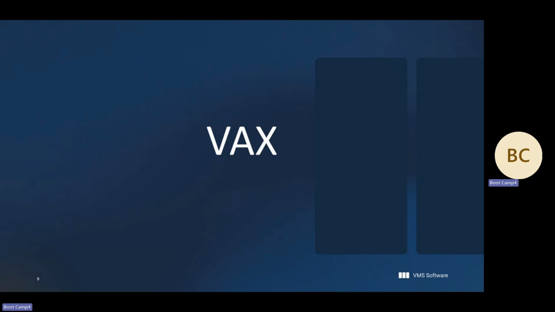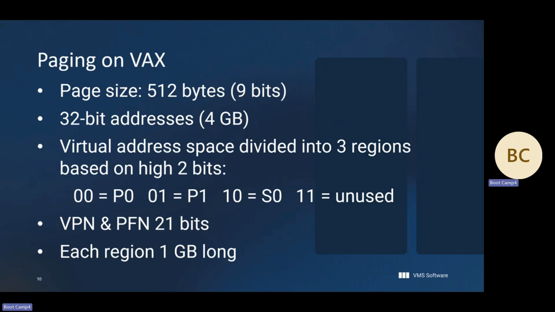The PDP-11 was a 16-bit machine, and by the time the VAX came along, it was out of room. It just didn't have any place to go. So the VAX had 32 bits, which was a big change. Page size was 512 bytes. I thought at the time that was small, but it's what they did. 32-bit addresses give a virtual address space of 4 gigabytes.